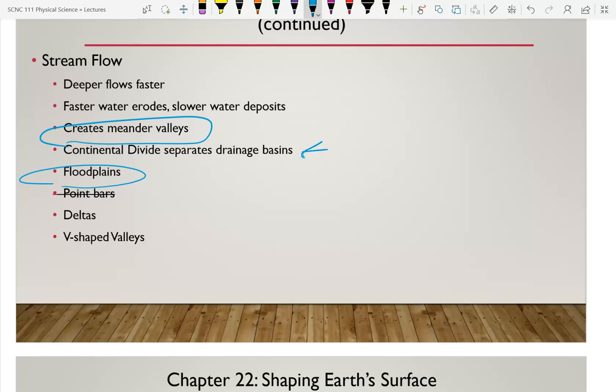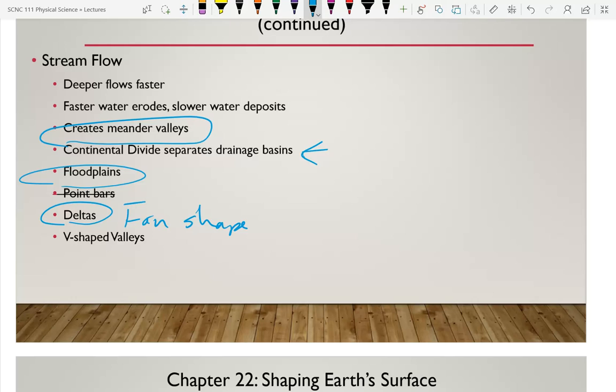Make sure you understand what the continental divide is. The drainage basins, water drains to Pacific Ocean or to the Atlantic Ocean. Continental divide is the separator between where the water is draining. And deltas, that's where water from a stream hits non-moving water and makes a big deposit there that usually has a fan shape, which is where we get that delta name from.